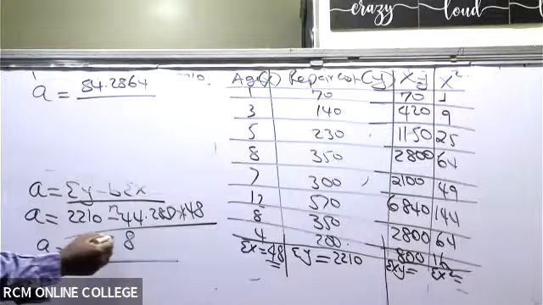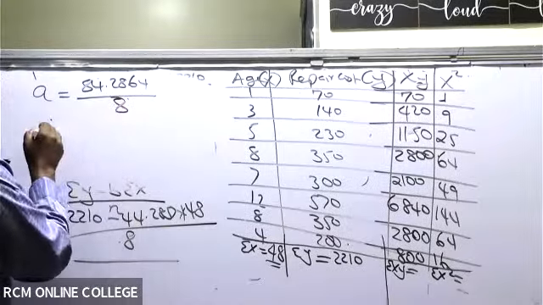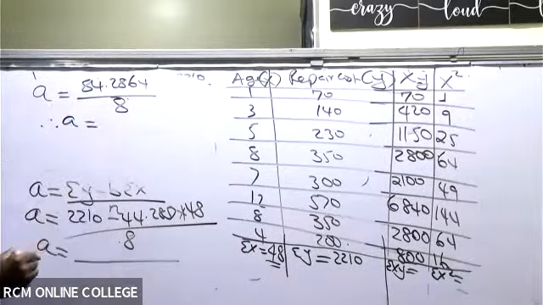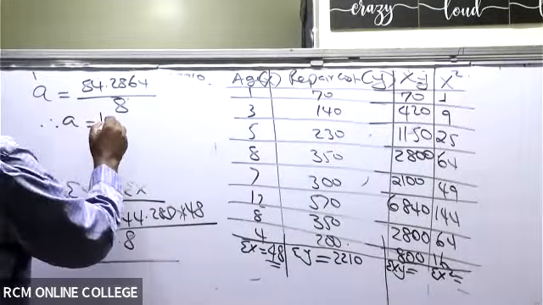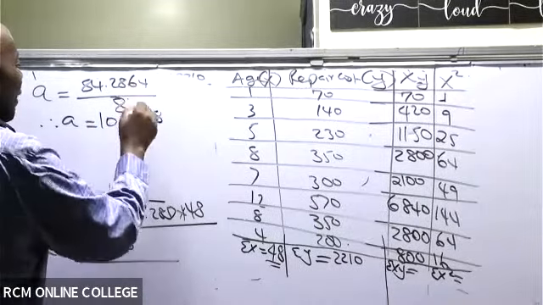Divided by N now, which is 8. So can you kindly give me the value of A? Is there somebody who can now give me the value of A? Yeah, 10.5358. 10.5358, like that.